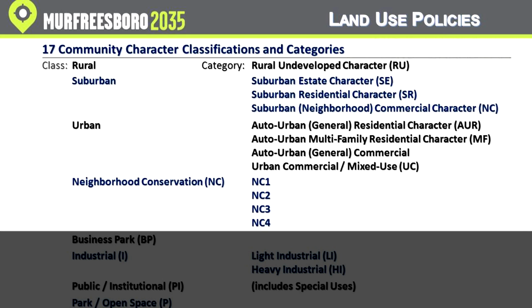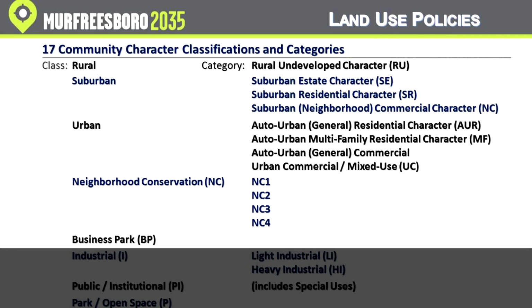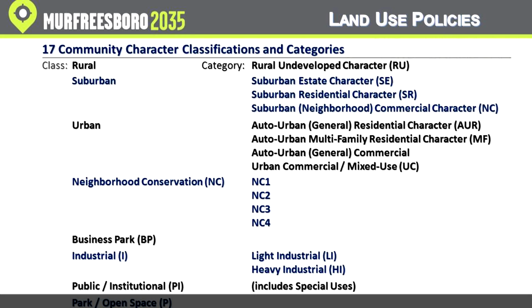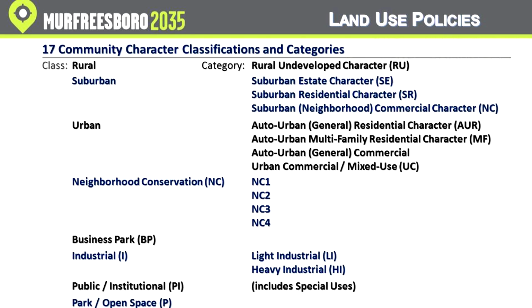When it comes to neighborhood conservation, we have 4 specific land use classifications based on density, and I'll explain this in just a moment, whereby the NC1 basically equates to your suburban estate when it comes to that same kind of density. We also have a business park classification, a light and heavy industrial classification, a public institutional, and then park and open space.